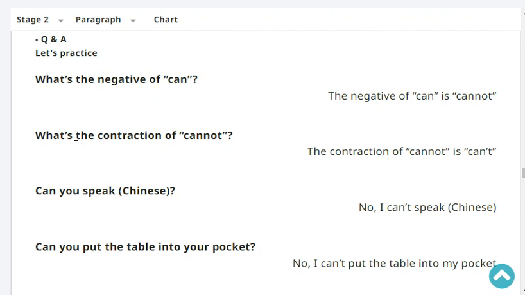What's the contraction of cannot? The contraction of cannot is can't. Very good. So the negative of can is cannot. The contraction of cannot is can't. Can you speak Greek? No, I can't speak Greek.